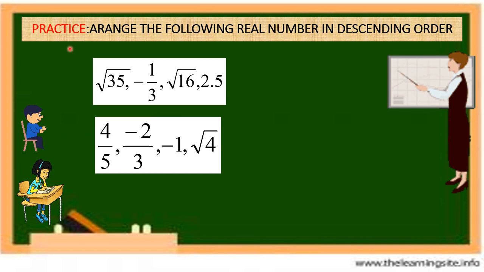We have another practice. Arrange the following real numbers in descending order. Descending order means from highest to lowest. We have square root of 35, negative 1/3, square root of 16, 2 and 5/10. We have 4/5, negative 2/3, negative 1, square root of 4.